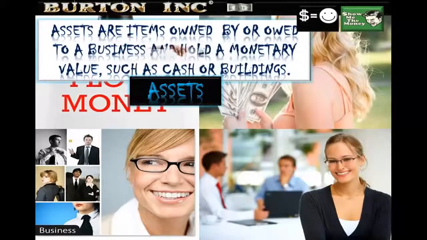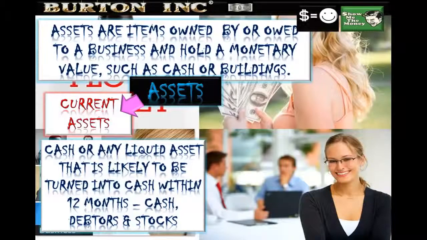Let's have a look at assets. They're divvied up into a few types. We'll define them to start with. Assets are items owned by or owed to a business and hold a monetary value, such as cash or a building. Now they can be items that are owed to a business. This is in terms of their debtors. So you make a sale on credit. That person who owes you money is an asset.